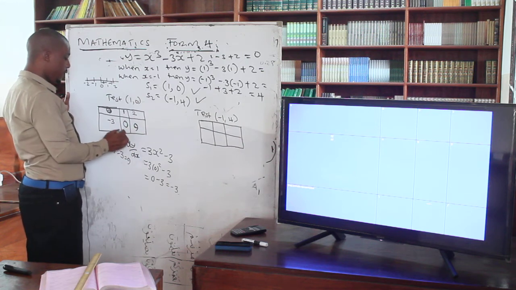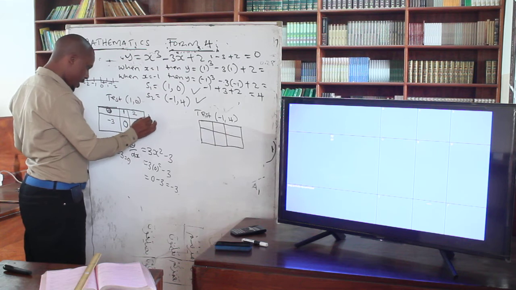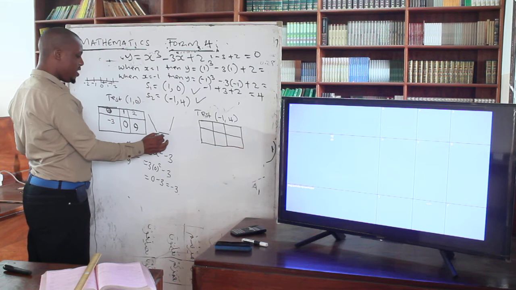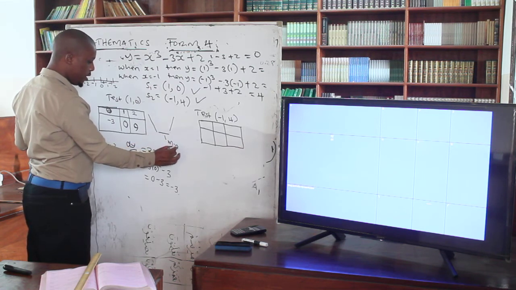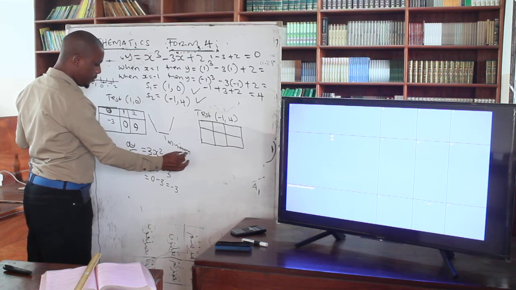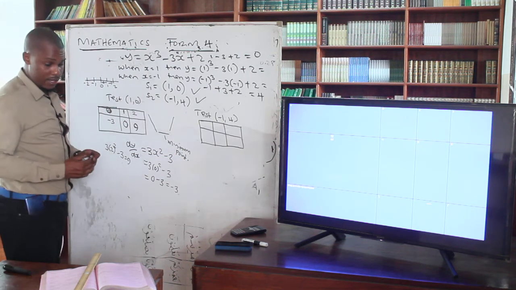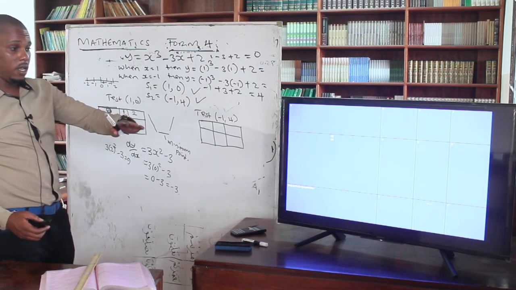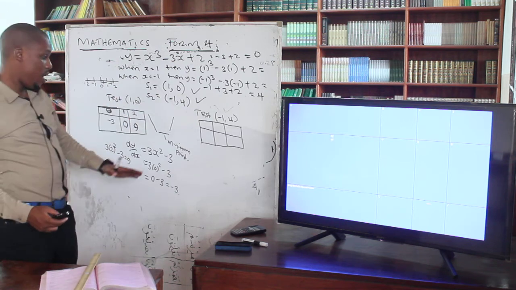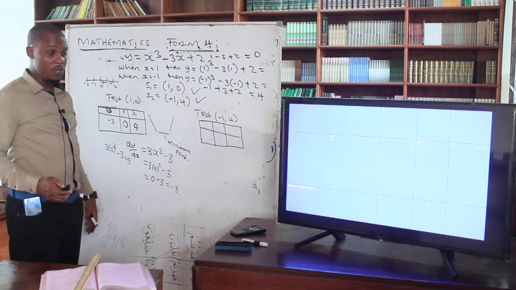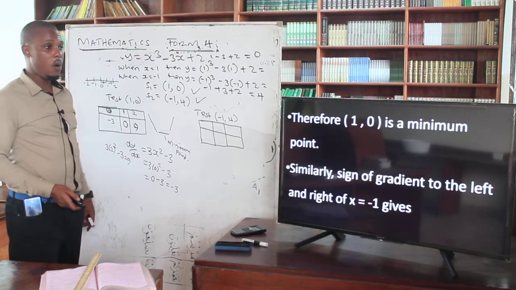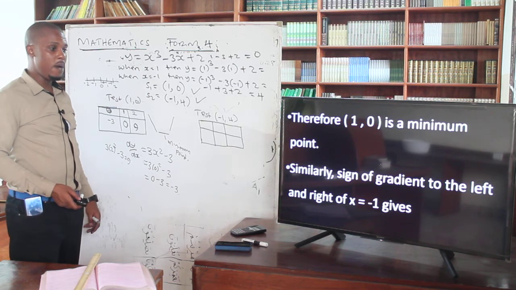How is the gradient behaving? It is starting from negative, then through 0, then positive. So this one is a minimum point. I hope we are together there. You can see the diagram representation from the negative, through 0, to the positive. I want you to master this idea because I'm going to use it in my next curve sketching lesson. Therefore, our 1, 0 is a minimum point.